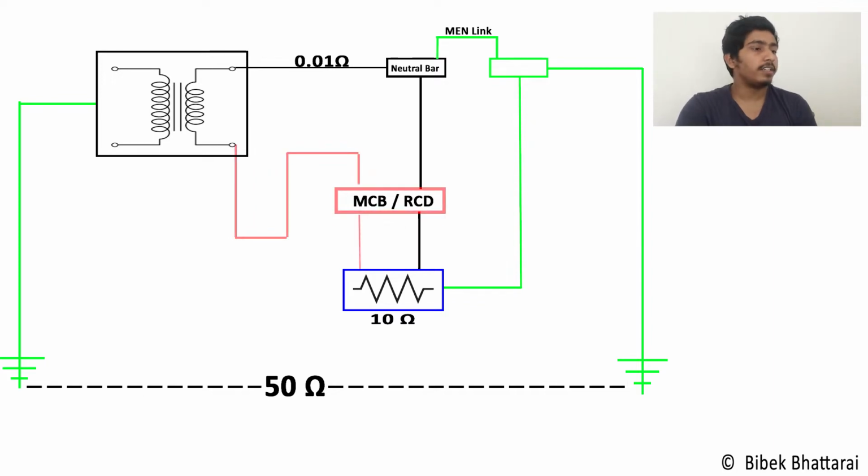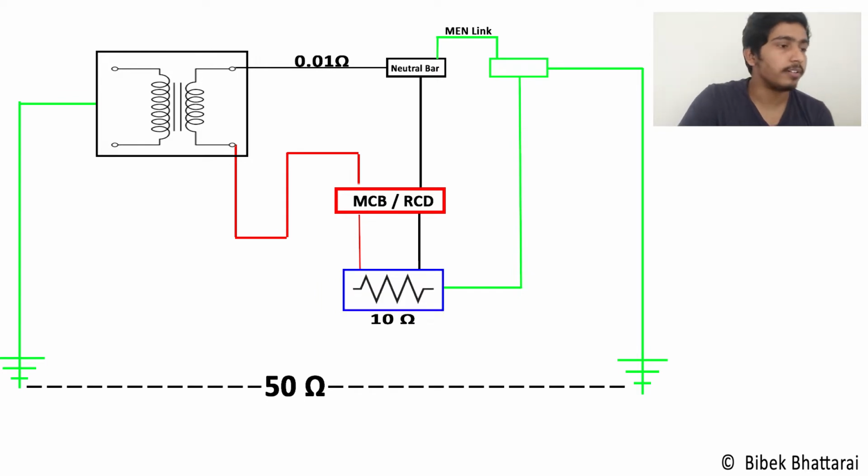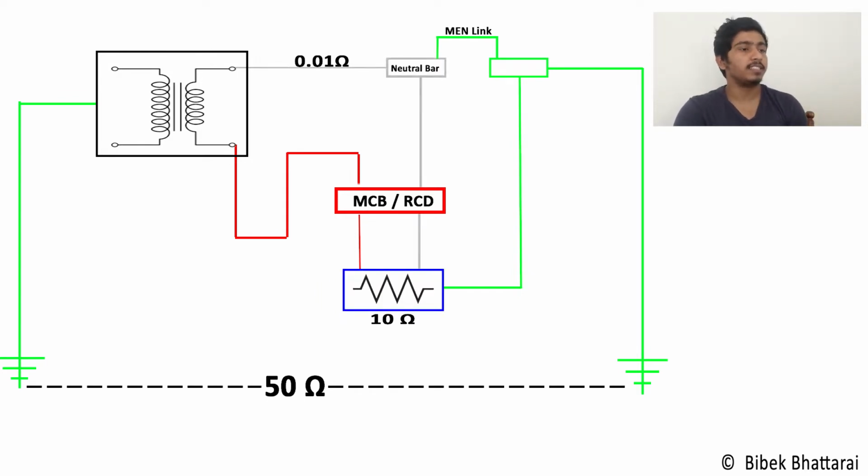The red wire indicates the live wire, which is connected to our load, which is 10 ohm, and the black wire goes back to the MCB RCD. That is the neutral wire, which I have denoted in black color, and the black wire goes back to the neutral bar and back to the transformer, which has a resistance of 0.01 ohm from the neutral bar to the transformer.